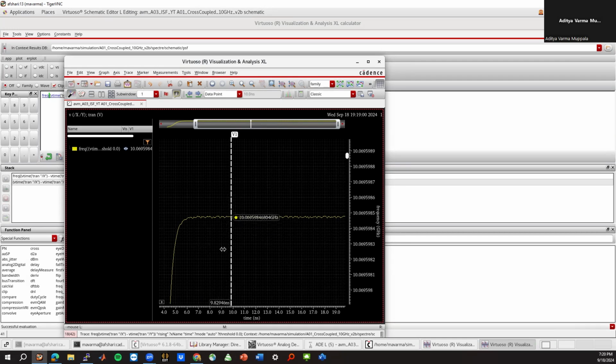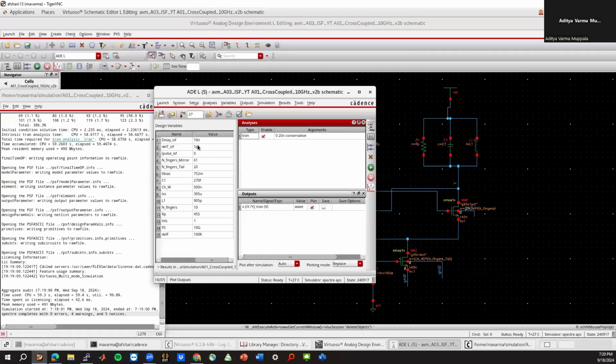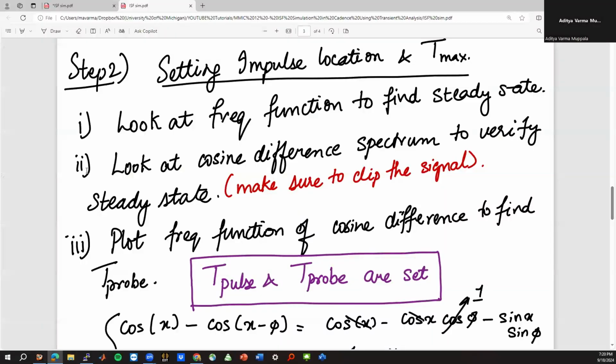You can be a bit more risky maybe and go down here, but we'll see what happens if you don't let it settle down fully. So let's say it's 10 nanoseconds, right? So we'll choose that value as the delay, so when the impulse kicks in. So that was the first step.